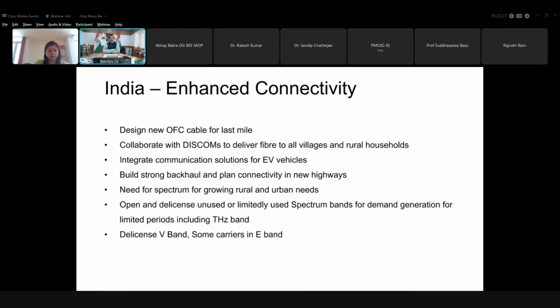Similarly, collaborations with DISCOMs, which already have the right of way to all the villages, must be harnessed to reach every village, to achieve what the Honorable Prime Minister had said about reaching all the 6 lakh villages soon. Integration of communication solutions for electric vehicles is also something on which there was a suggestion. Strong backhaul and broadband connectivity using the new highways being built needs to be given attention. Then the need for spectrum use for meeting rural and urban needs was mentioned, specifically with reference to E-band and V-band.